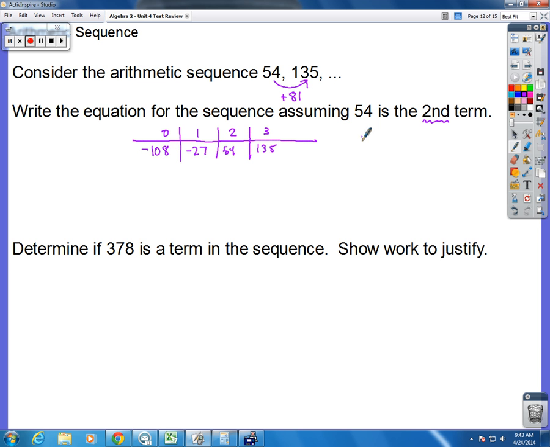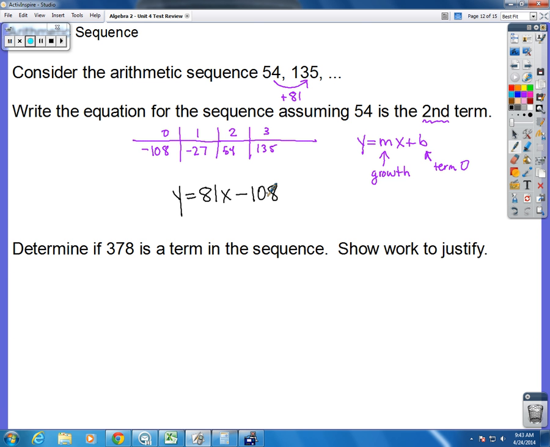Okay, so when I write my equation, remember arithmetic sequences are y equals mx plus b. M is growth. You got to know this, people. This is pre-alg. All right, b is term 0, or the y-intercept. So when I plug in my answer here, I end up with y equaling 81x plus negative, or just minus, 108.